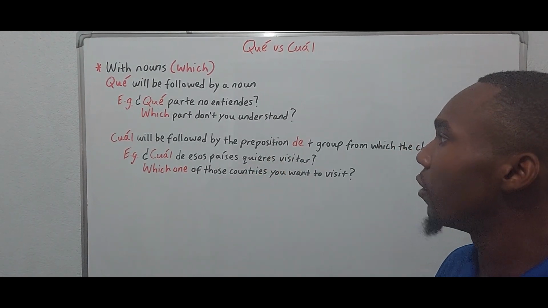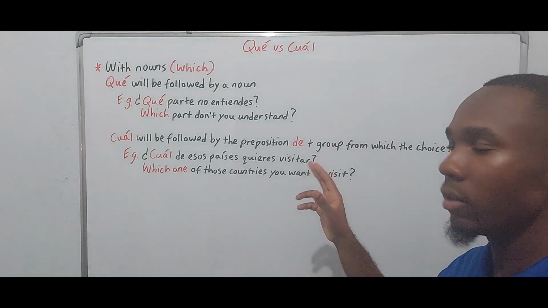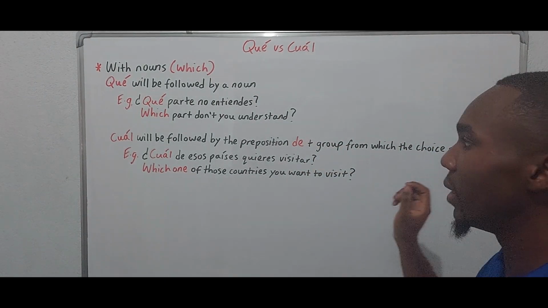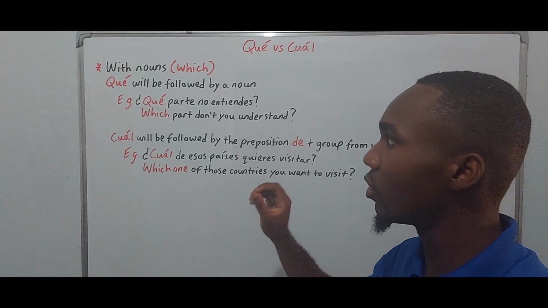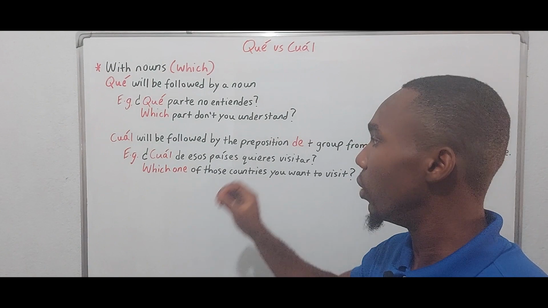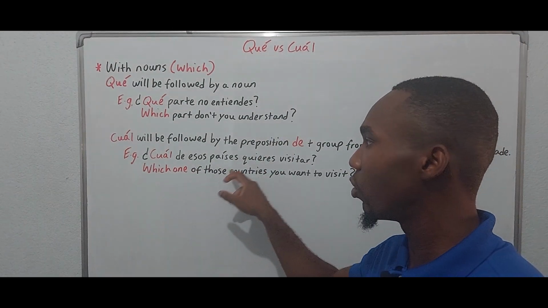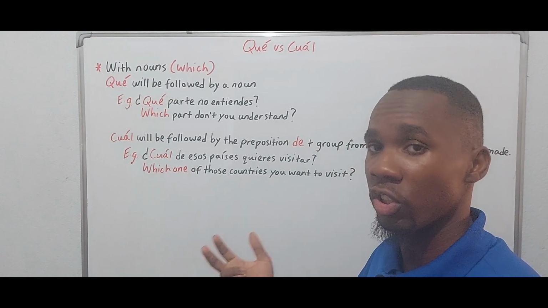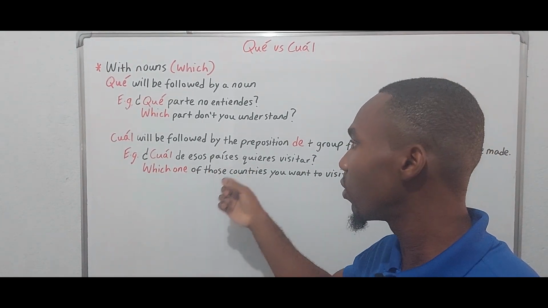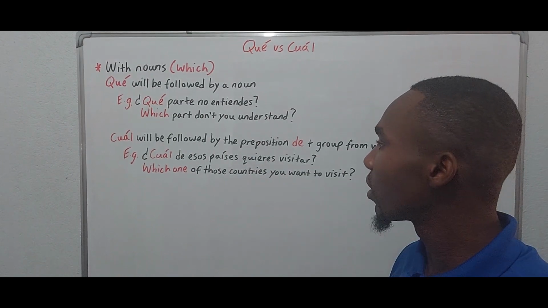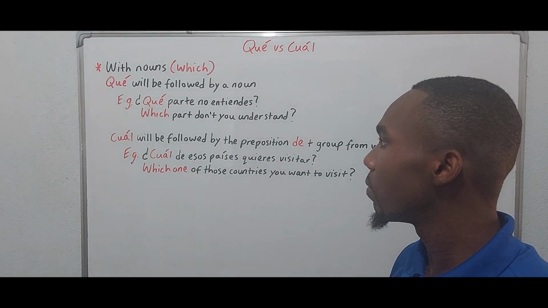Cuál now will be followed by the preposition de, followed by the group from which the choice must be made. So this is the structure when it comes to cuál with nouns, okay? We say cuál de esos países. Once again, we are talking about choice. So, ¿cuál de esos países quieres visitar? Which one of those countries do you want to visit?